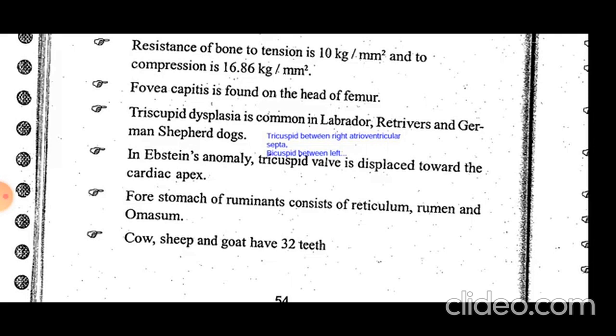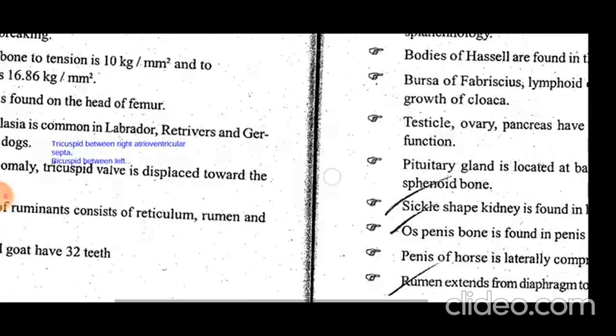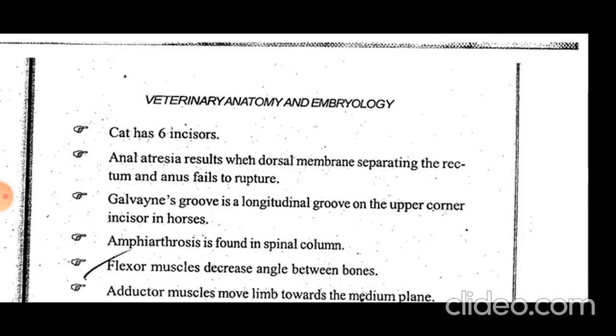Cow, sheep, goat and humans have 32 teeth. Cat has 6 incisors. Humans and most animals have 4 incisors, whereas the cat has 6 incisors. Anal atresia results when the dorsal membrane separating the rectum and anus fails to rupture. Galvayne's groove is a longitudinal groove on the upper corner incisor in horses. It is used in aging of horses.